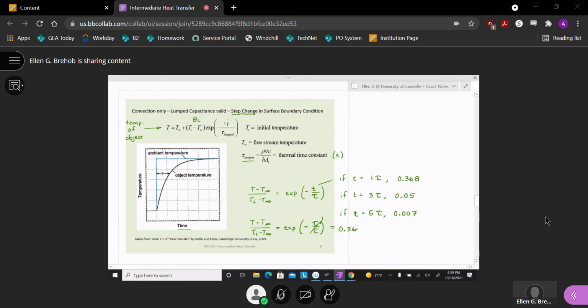Okay. All right. And the idea is I'm getting closer and closer. This ratio is getting really close to 0. So it means this temperature of the object, that's the thermocouple bead. I'm trying to measure the air temperature. It's getting really close to T infinity. I'm pretty far off at 1 time constant. I'm 95% of the way there when I have 3 time constants. And I'm 99.3% of the way there when I get to 5 time constants.